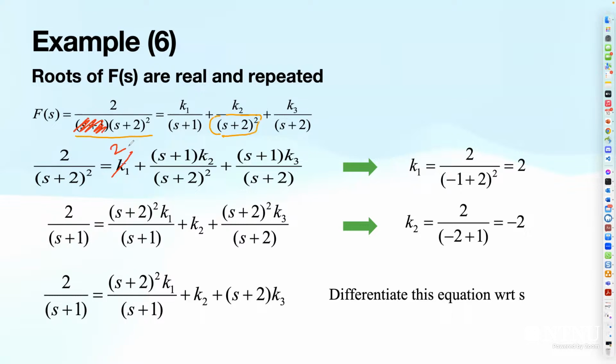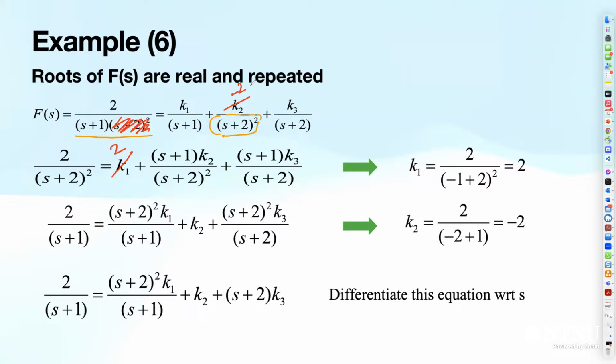We will do the same for k3. If you want to do it for k2, in this case we will multiply the other side by (s plus 2) squared. So (s plus 2) squared will disappear, and we take the limit as s equals -2. So it will be 2 divided by (-2 plus 1), which is -1. 2 divided by -1 is -2. So in this case, k2 will be -2.